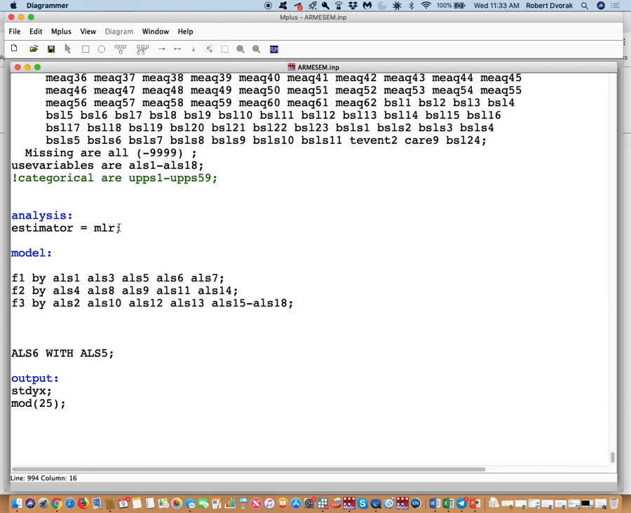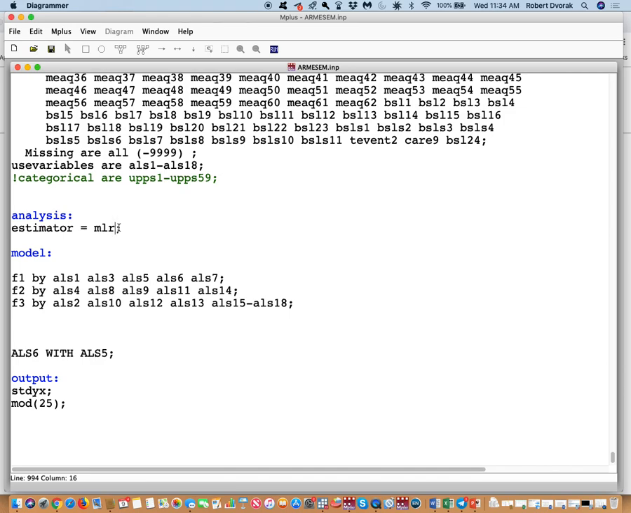Say that again. It's maximum likelihood, but it assumes that your responses on your outcomes are... well, actually it doesn't matter if they're normally distributed or not with maximum likelihood, but it assumes that they're continuous, right? And the ALS has a 4-item Likert type response: not at all, a little, somewhat, a lot. That's not a very continuous response scale, right?